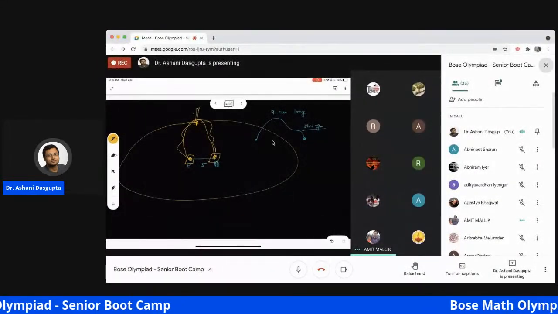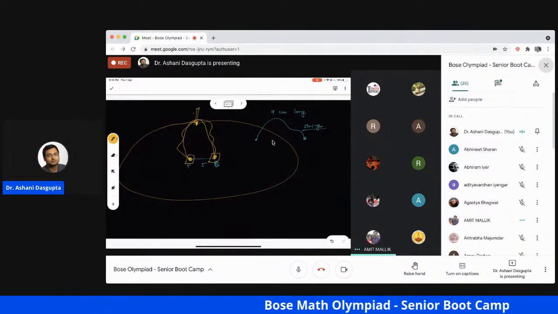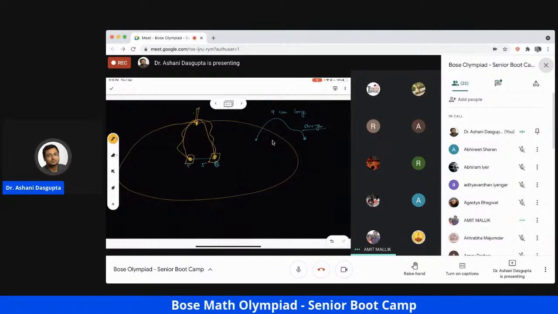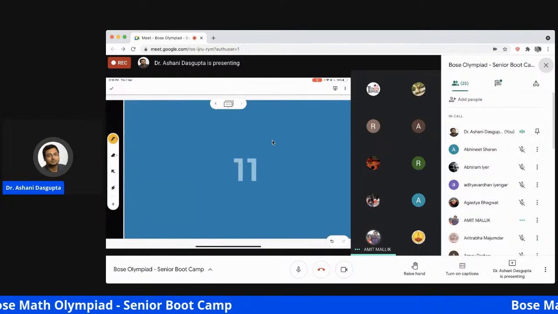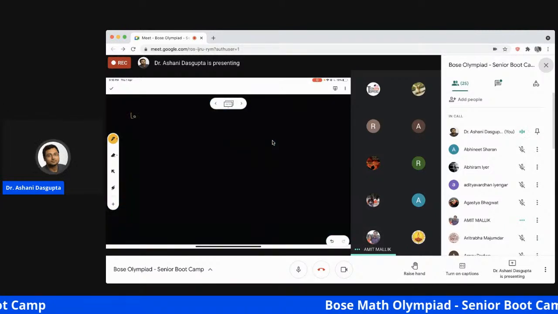Try this at home, and if you are unable to do it, I think you are an internal student, so I'll be able to help you in the class. Okay, so we have this definition of an ellipse. That's great. Let's go to another locus problem.